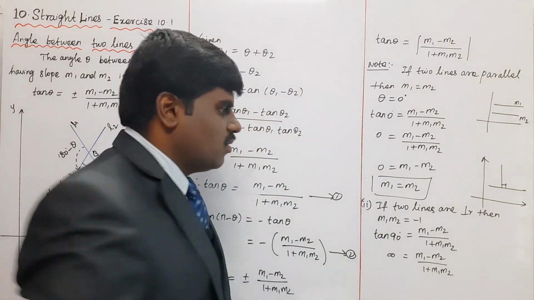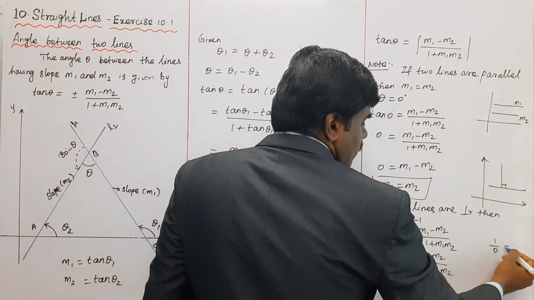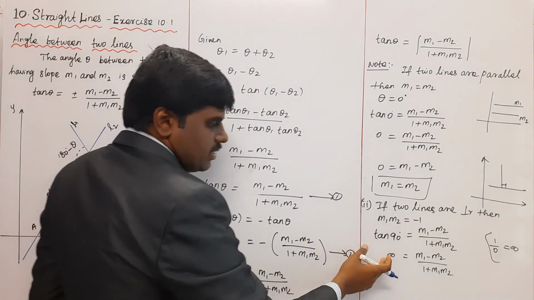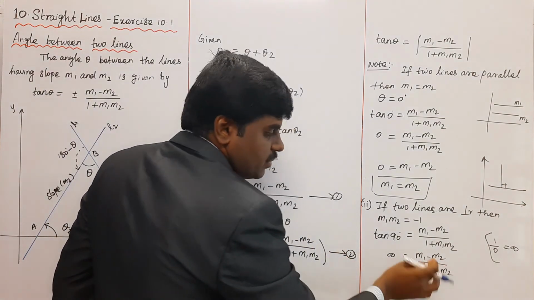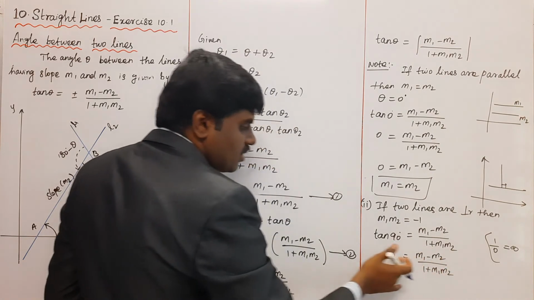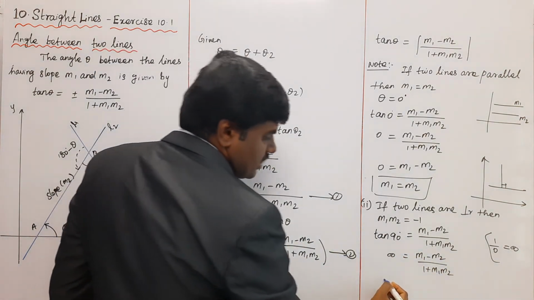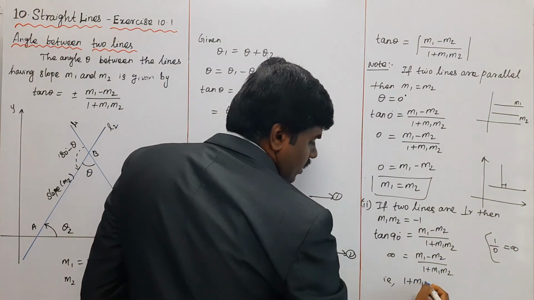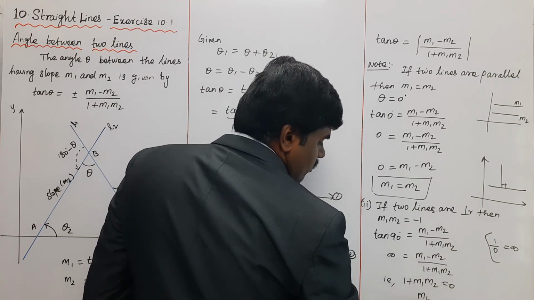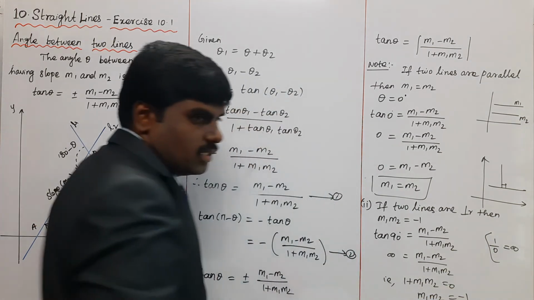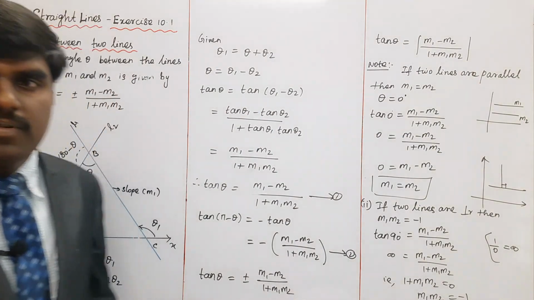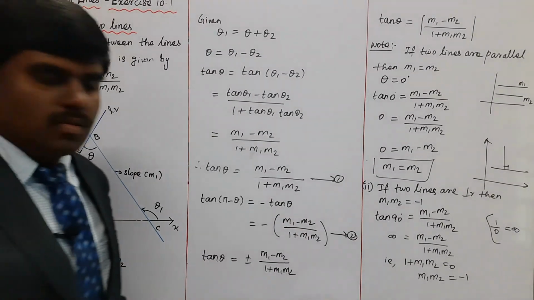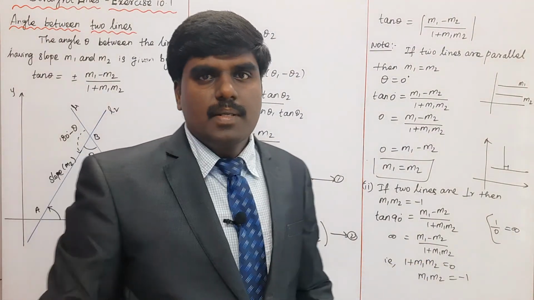That is how to find the infinity concept: 1 by 0 is equal to infinity. Any number divided by 0 is equal to infinity. So the left hand side is infinity only if the denominator 1 plus M1 M2 is equal to 0. Therefore M1 M2 is equal to minus 1. The product of the 2 slopes is equal to minus 1.